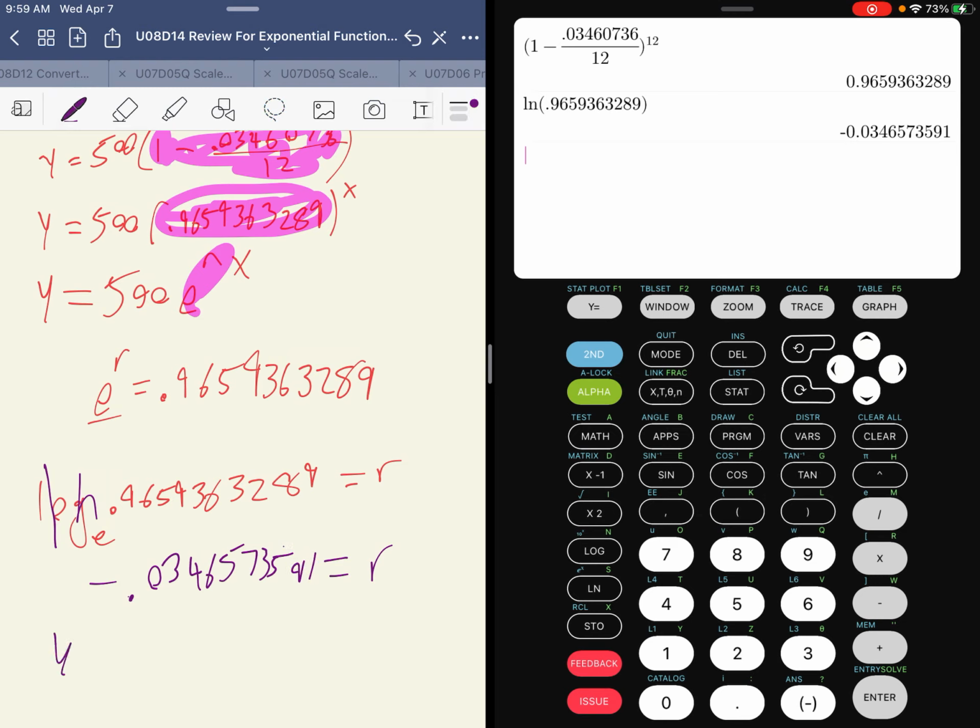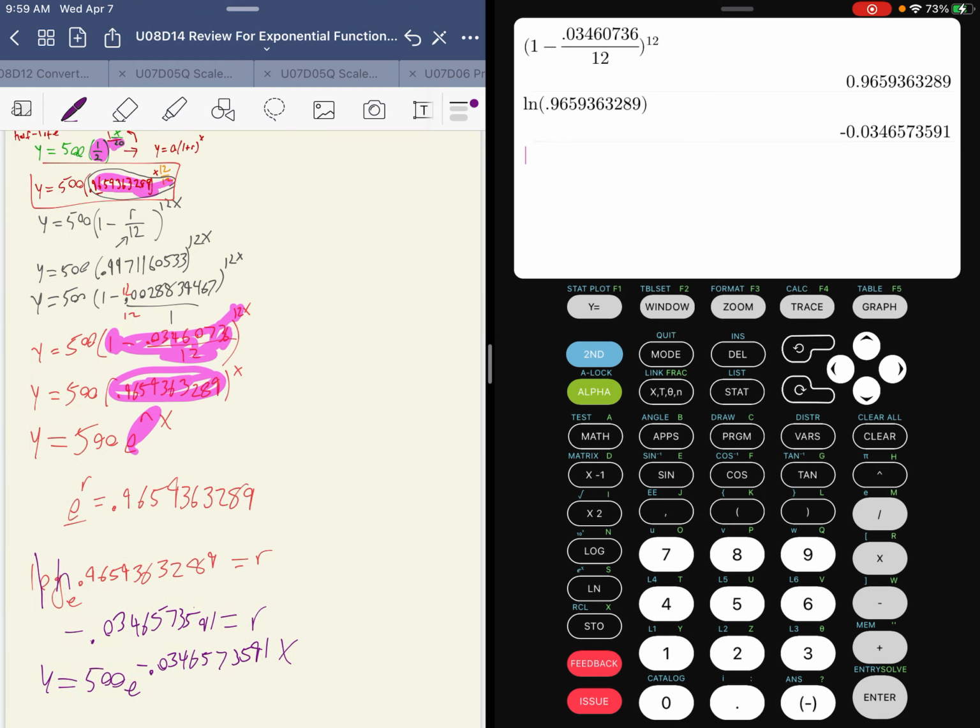So writing this in exponential form, it should be y equals 500 times e to the negative 0.03465733591x. So this function says you have 500 grams of a radioactive isotope that decays at a rate of about 3.5% every minute. So all of these were in minutes.